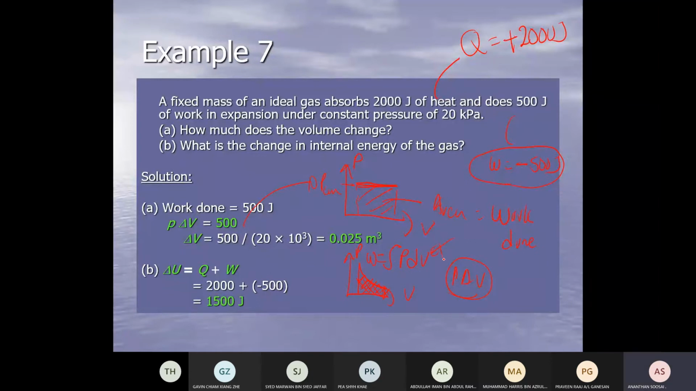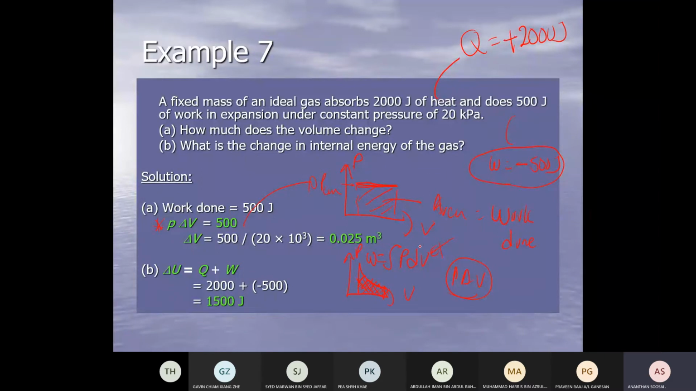Now this is the actual format of writing the work. Work is the integration of P dV. That's your area under the graph. This is your work done. If you go to further studies, maybe A level, maybe university, let's say you take physics or engineering, for a gas expansion, they ask you to write work. They normally won't write P changes in volume. They will write integration of P dV. The area under the graph of P versus V is the work done.